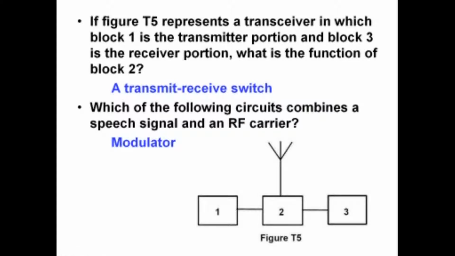Which of the following circuits combines a speech signal and an RF carrier? Radio frequency carrier. It's going to take a speech signal and combine it with that. We're putting information on the RF carrier now, and the device that does that is called a modulator. So we're taking the RF carrier, which has no information on it at all, just whether it's there or not, and we're putting information on it by the use of a modulator. In this case, it's speech, but it could be something else.